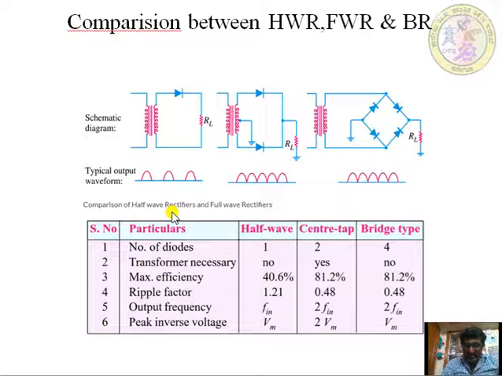The maximum efficiency for half wave is 40.6%, and for full wave as well as for bridge rectifier it is 81.2%. The ripple factor is 1.21 for half wave rectifier and 0.48 for center tap full wave rectifier as well as for bridge rectifier. Output frequency is Fin for half wave rectifier and 2 Fin for both center tap as well as bridge type. Peak inverse voltage is Vm for half wave rectifier as well as bridge type, but for center tap it is 2 Vm, that is V1 plus V2.